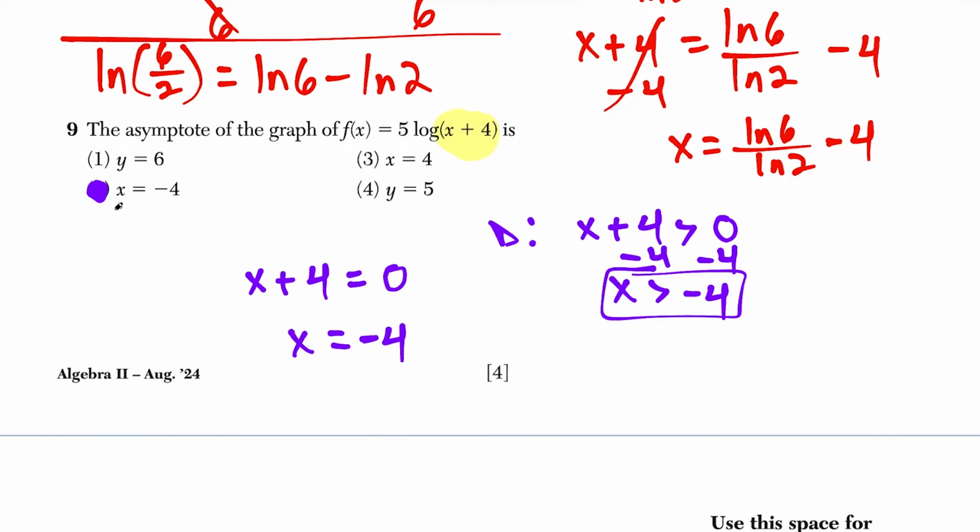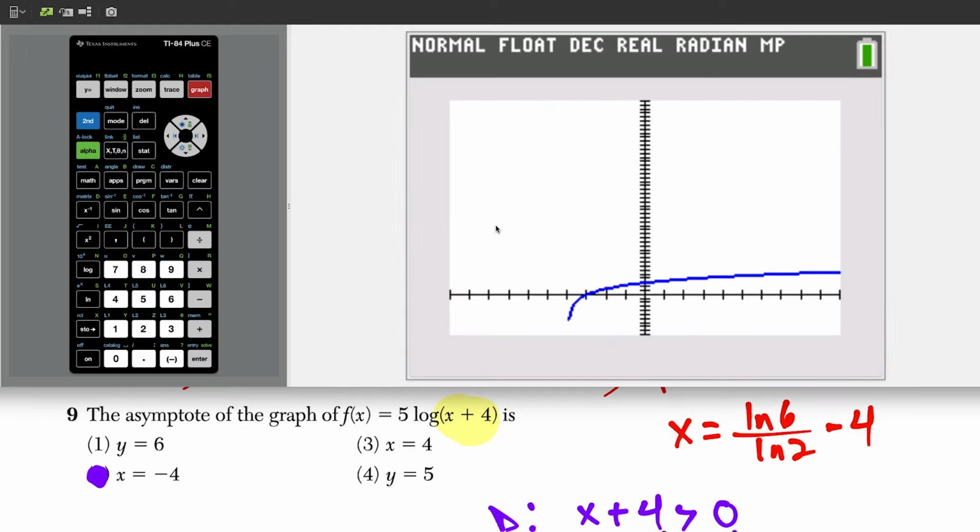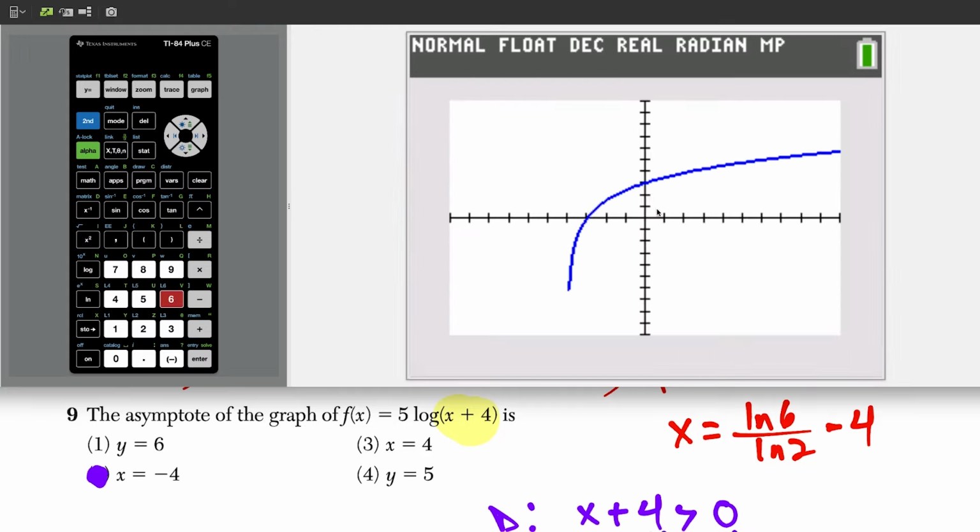But we could graph this just to see that it matches up. So we'll go over to the y equals and we'll type in 5 log of x plus 4. And let's see what we have on the graph here. So we have this graph here. I'm going to press zoom 6 to put it back to normal. And here's our graph. Now, some people might look at this and say, oh, wait a minute.